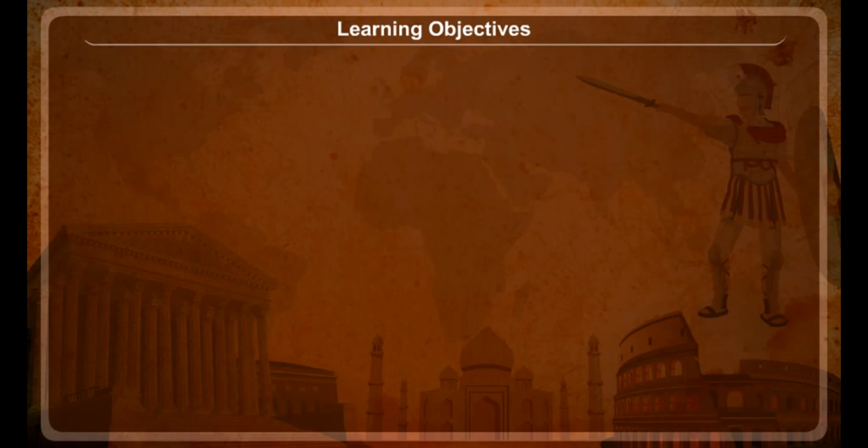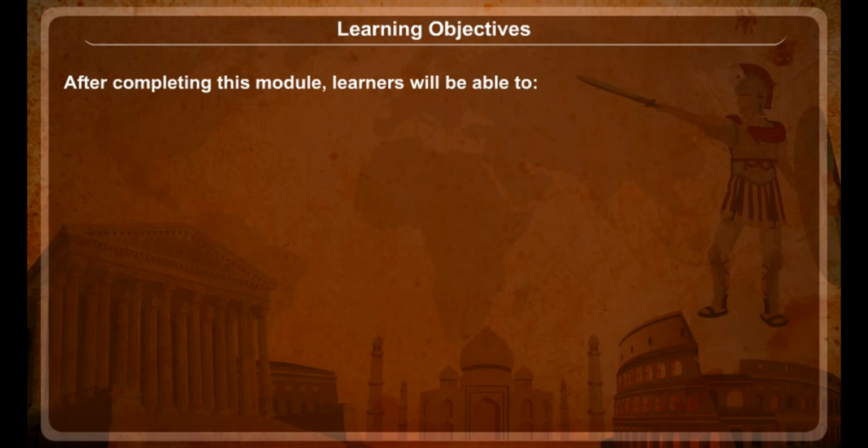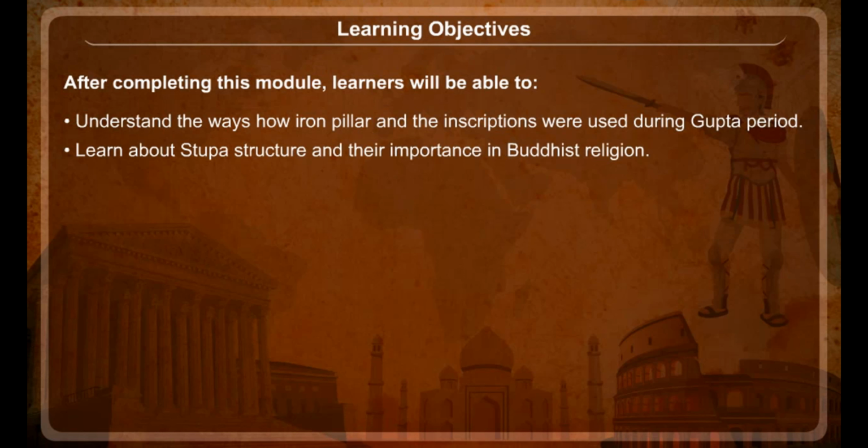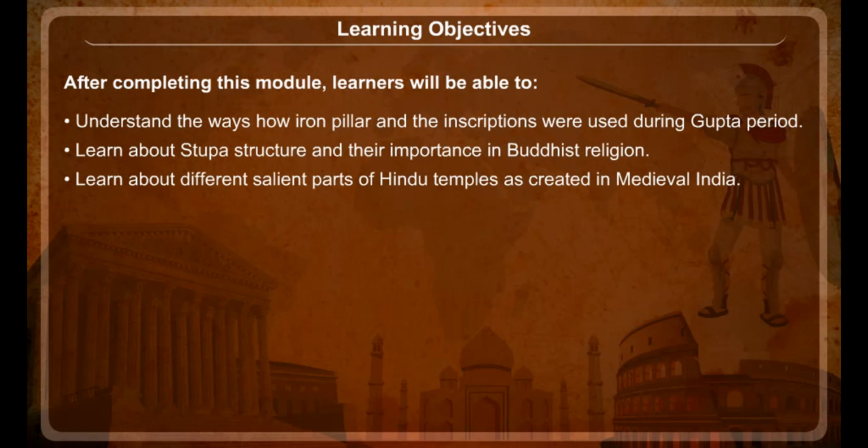Learning objectives. After completing this module, learners will be able to understand the ways in which the iron pillar and the inscriptions were used during the Gupta period. Learn about stupa structure and their importance in Buddhist religion. Learn about different salient parts of Hindu temples as created in medieval India.